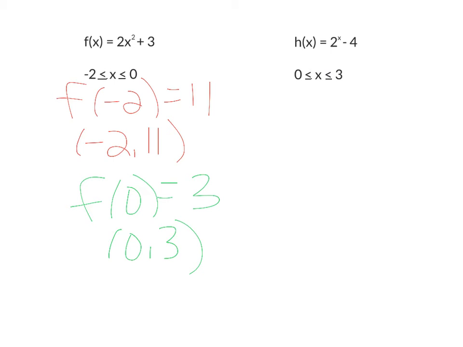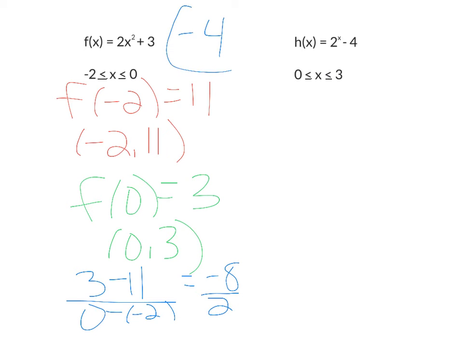Now that I have the 2 points, I can plug into my formula, which would give me 3 minus 11 over 0 minus negative 2. 3 minus 11 is negative 8. 0 minus negative 2 is positive 2. Negative 8 over 2 is negative 4. Therefore, my average rate of change is negative 4.